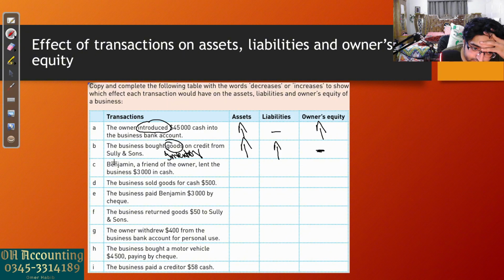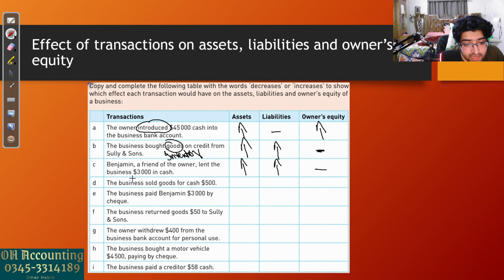C. Benjamin, a friend of the owner, lent the business 3,000 in cash. So Benjamin is a friend of the owner and he's giving us a loan of $3,000 cash. So when we are receiving $3,000 cash, cash is increasing in our business. Cash is an asset. When assets increase, we will show it like this. Okay. Liabilities are also increasing because he's giving us a loan. He's lending us money. So liabilities increase and then no impact on the capital.